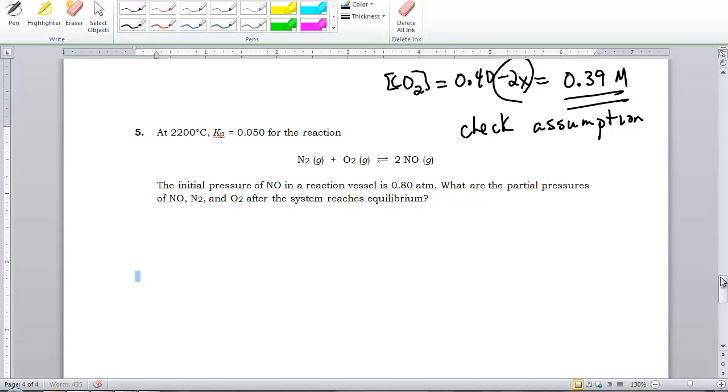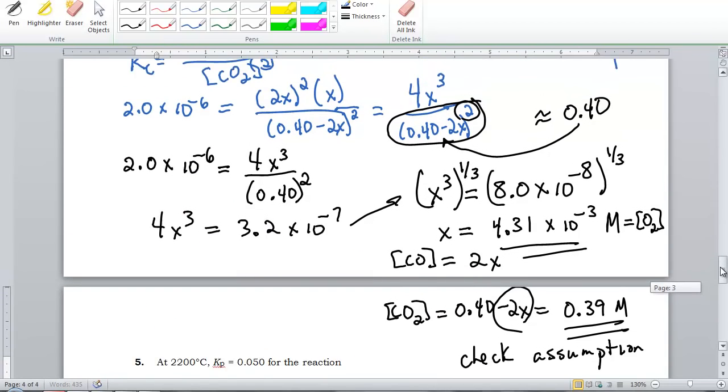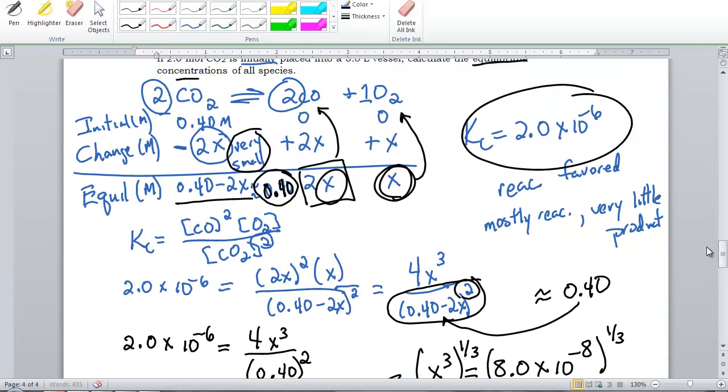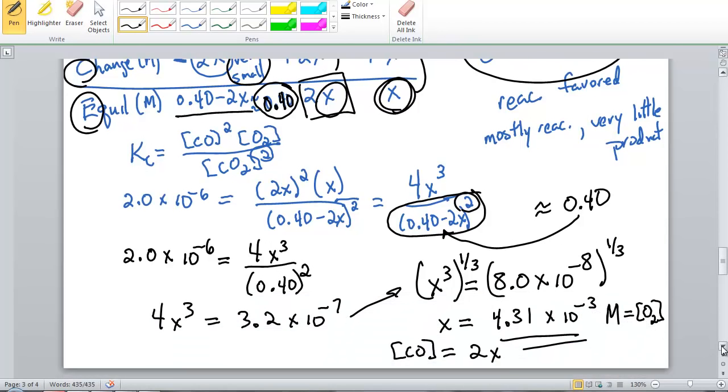Oh, one last point about problem 4. We affectionately call these tables that we set up here, this table with initial, change, and equilibrium, ICE tables. You might have heard that in high school. But ICE doesn't have to do with water. It has to do with initial, change, equilibrium. So ICE table. And we'll talk more about that as we go on.